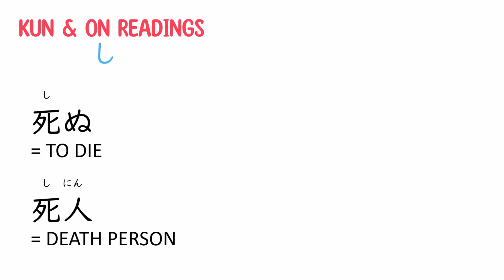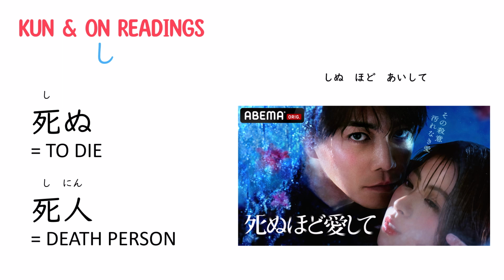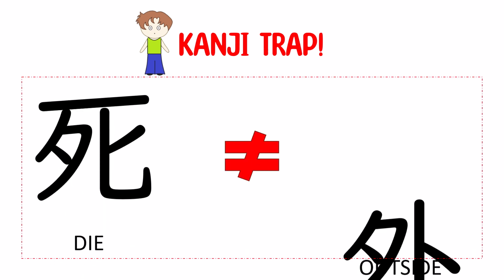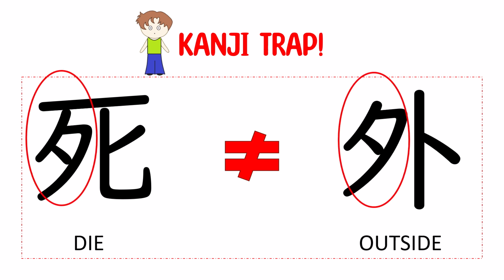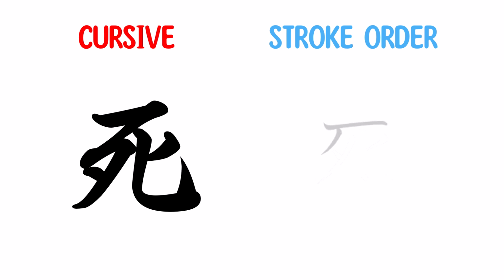Both the kun and the on readings are the same, which is shi. The examples are shinu, to die, and shinin, dead person. The sentence is shinu hodo aishite, I love you to death. Do not confuse die with outside. Students tend to confuse these two radicals. The kanji for die has the death radical, while outside has the evening radical. We just learned a heavy kanji, but part of learning a language is facing all parts of life, even the difficult ones.